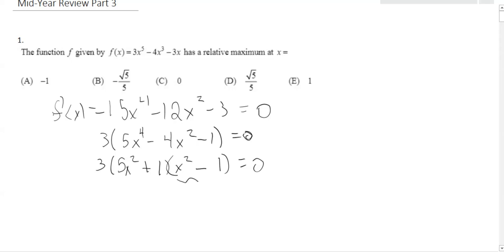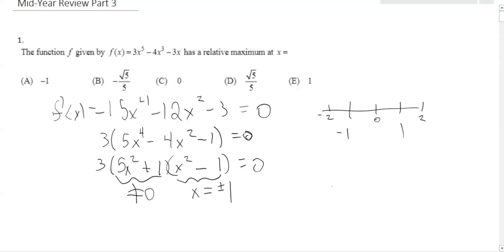So this is equal to 0 only when this factor is equal to 0. And that's going to occur when x equals plus or minus 1. Okay, this factor is never equal to 0 because it's a sum of squares. So then we can make our sign chart, -1 and 1, pick values before, between, and after those numbers and test the sign of the first derivative.